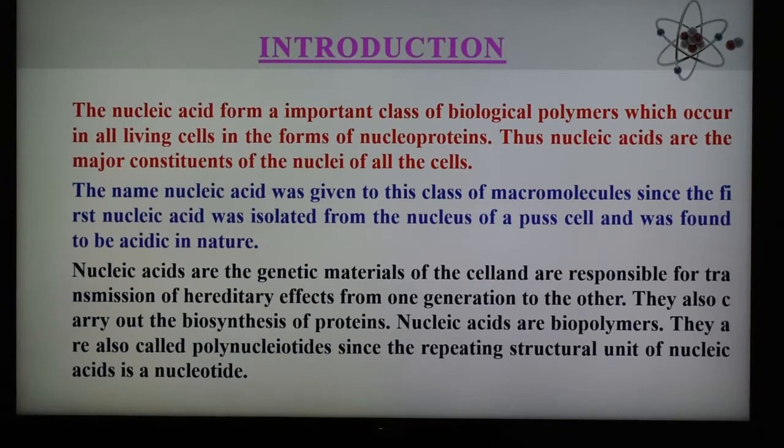As we know, nucleic acids constitute an important class of biomolecules which are found in the nuclei of all living cells in the form of nucleoprotein, that is, protein which contains nucleic acid as the prosthetic group. The name nucleic acid was given to this class of macromolecule since the first nucleic acid was isolated from the nucleus of the cell and was found to be acidic in nature.